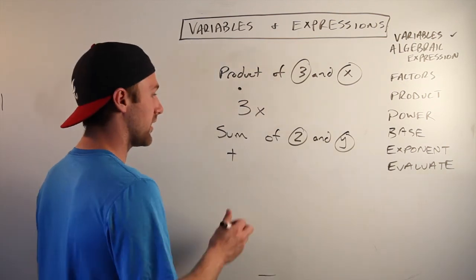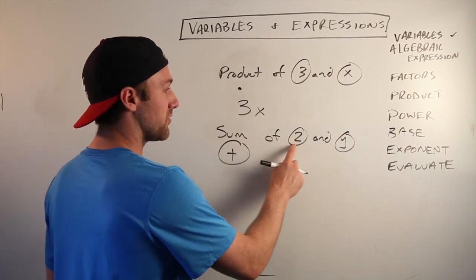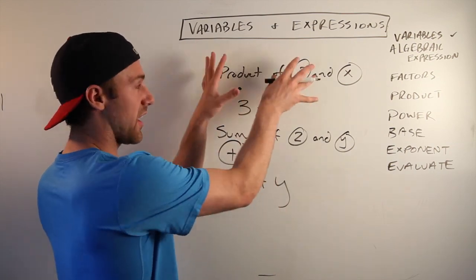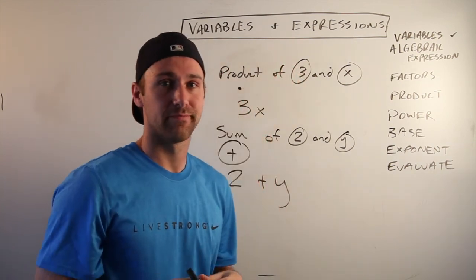Good stuff. Alright, so we're going to find the sum of 2 and y. So therefore we're going to add 2 plus y. And we just turned that into our algebraic expression. And that's how you do that.